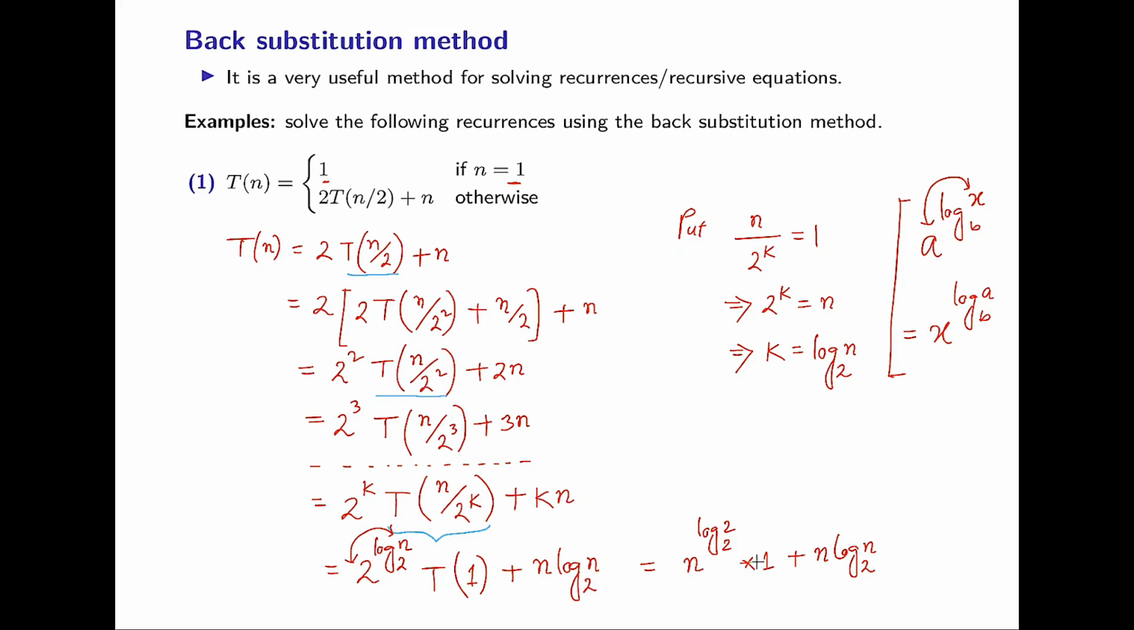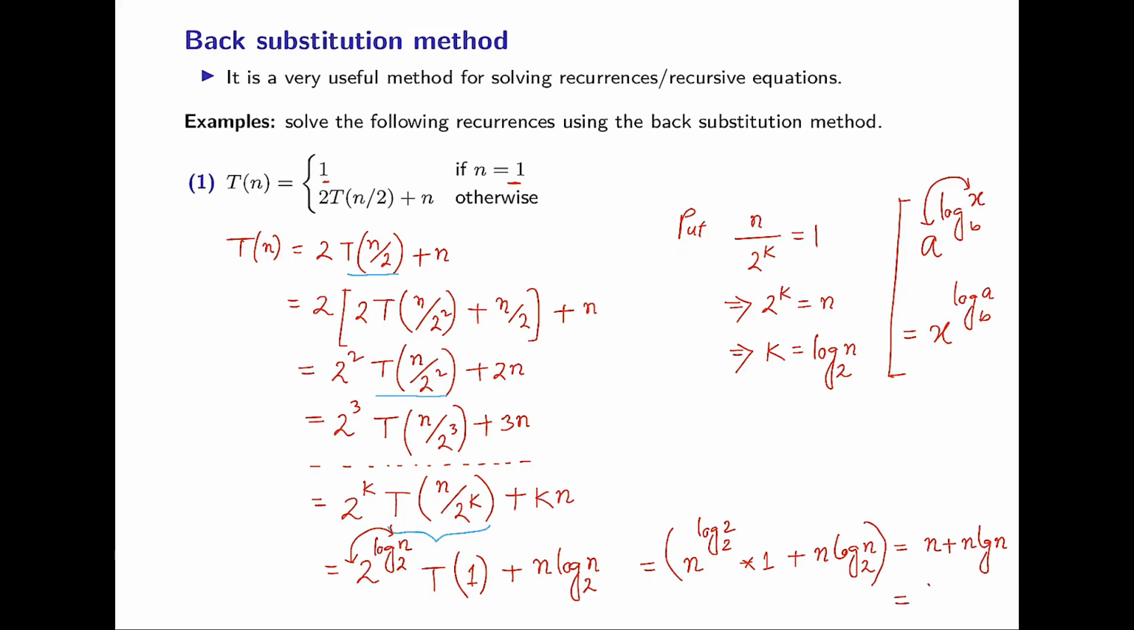So this whole thing becomes what? This is equal to n to the power 1 because log 2 base 2 is 1. So n plus n log n base 2. So it is nothing but n plus n log n.